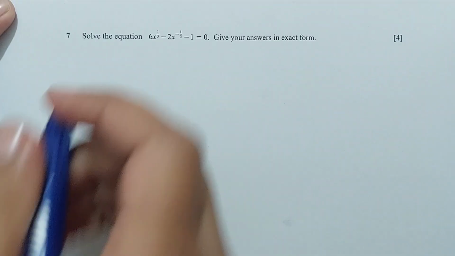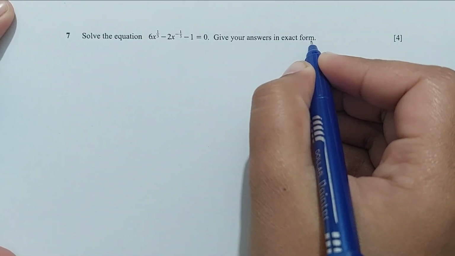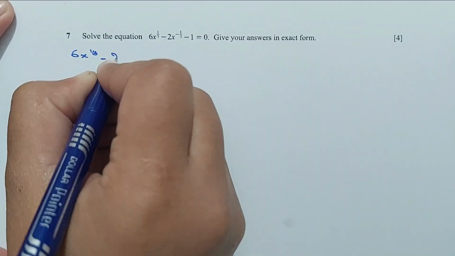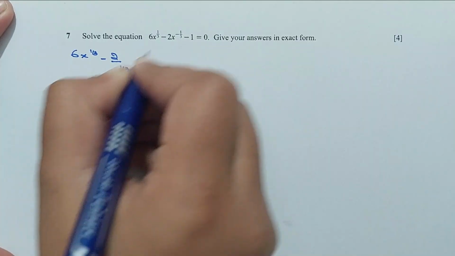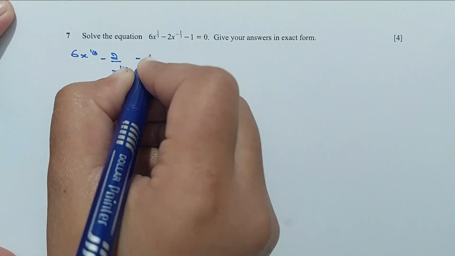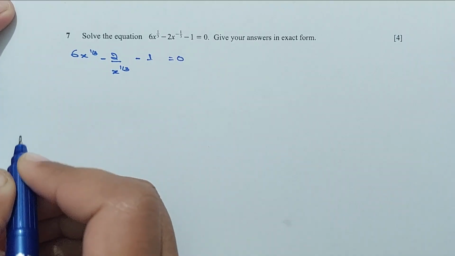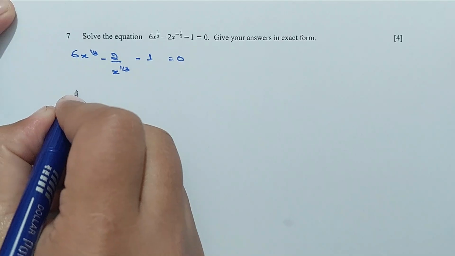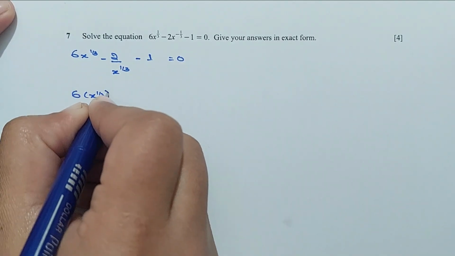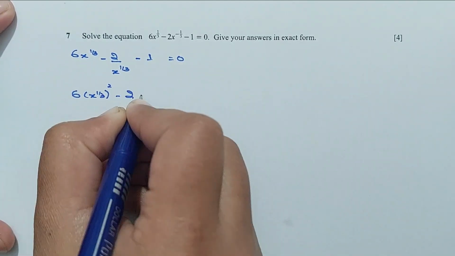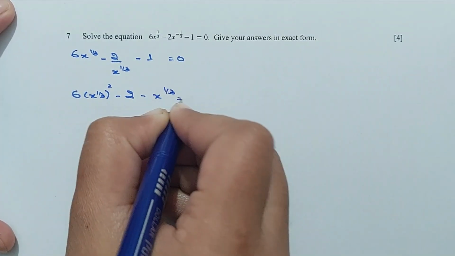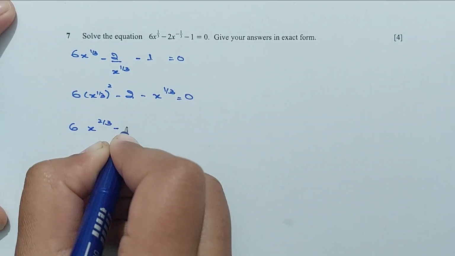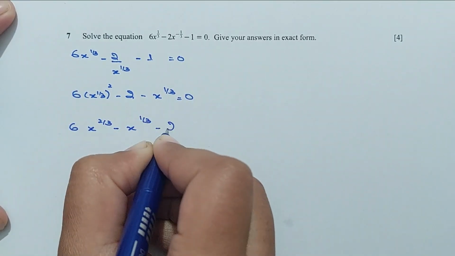Right. Question number 7, solve the equation, give your answer in exact form, right? So this is 6x power 1/3 minus 2 over x power 1/3 to make the positive exponent, and -1 equals 0, right? Let me multiply throughout the equation by x power 1/3. So 6 (x power 1/3) whole square, minus 2 minus x power 1/3, this is equal to 0. Rearrange it. 6x power 2/3 minus x power 1/3 minus 2 equals 0.